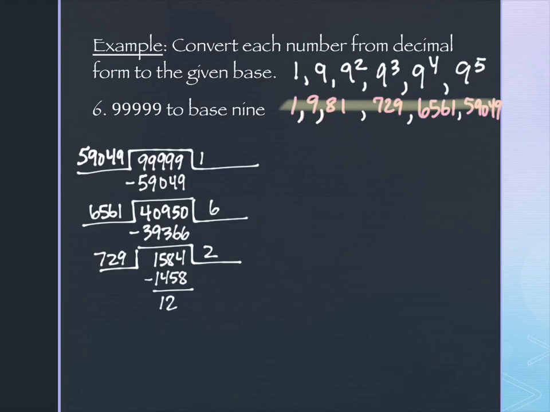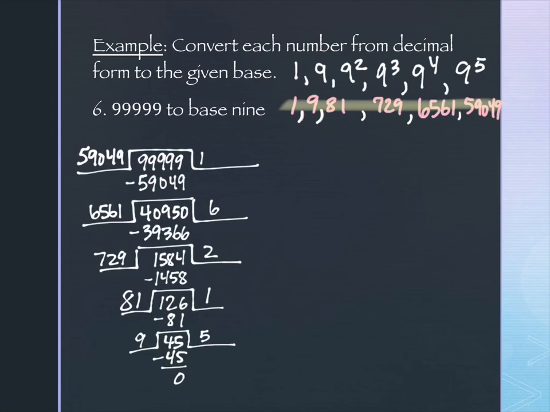Got 126. What will I divide by? 81. How many times will 81 go in? Just once. So 81 subtracted gives me 45. Then I divide by 9. Goes in 5 times. I have a remainder of 0.